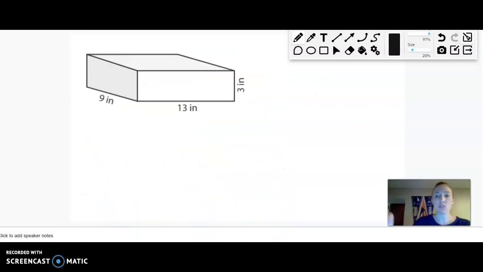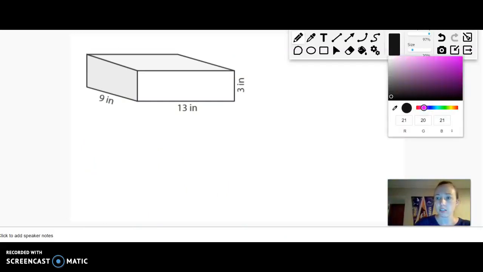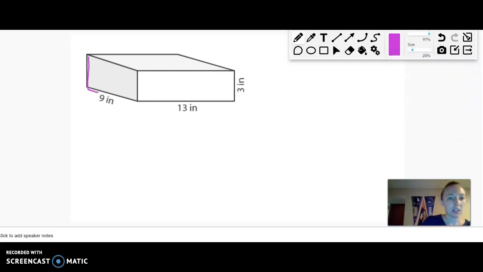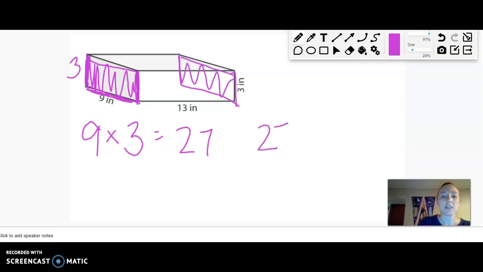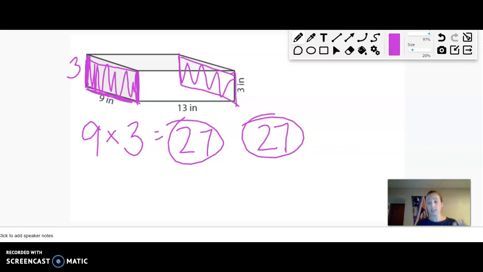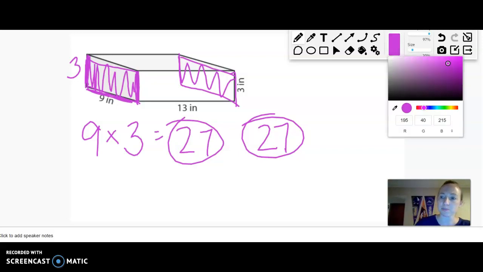All right. So, let's look at this side over here. I know this is 9. This one isn't labeled over here, but I know that the height is the same everywhere, so it's 3 tall. So I'm going to do 9 times 3, which is 27. Remember, if this side is 27, what's this opposite side? 27. On a rectangular prism, I'm always going to have pairs because opposite sides go together.